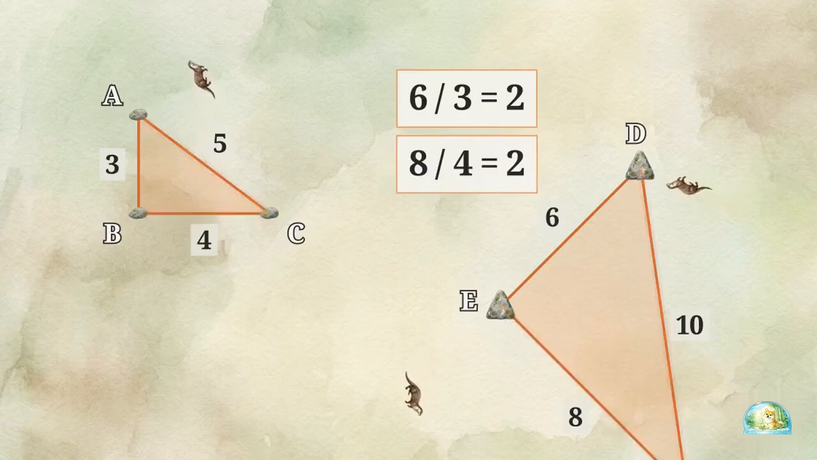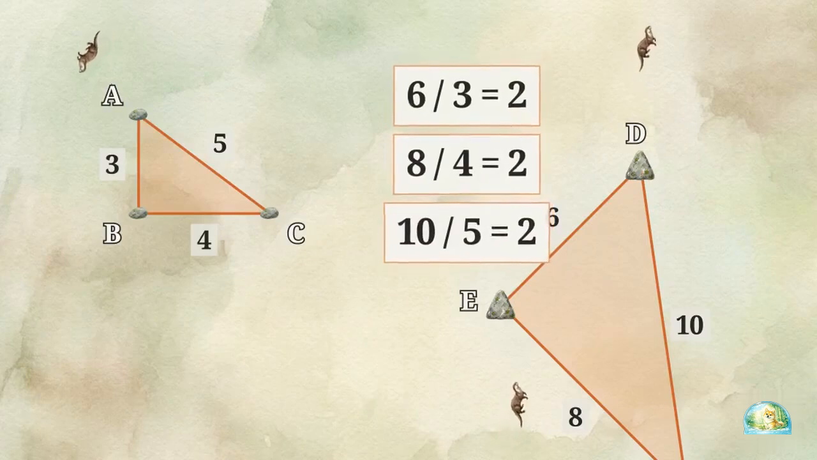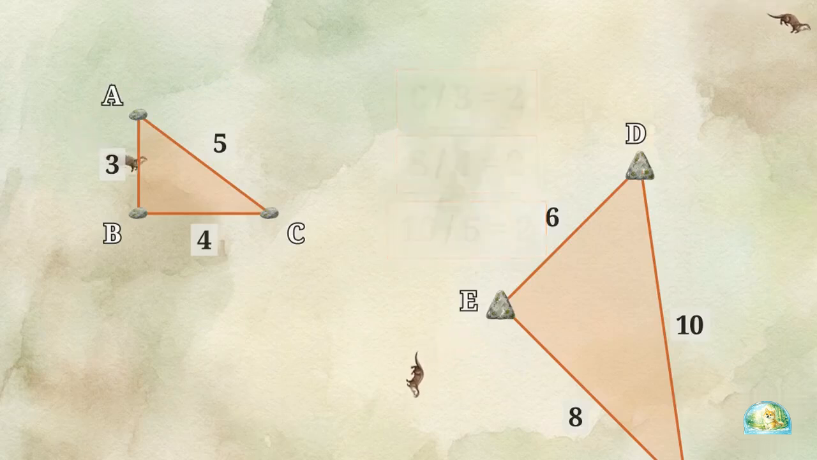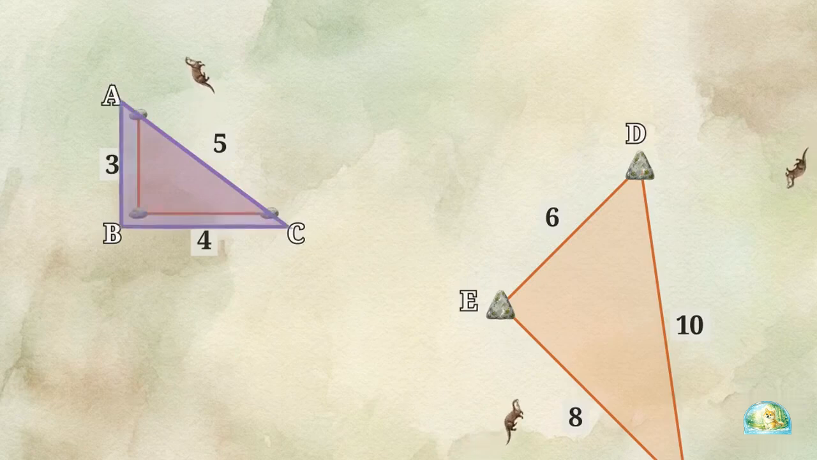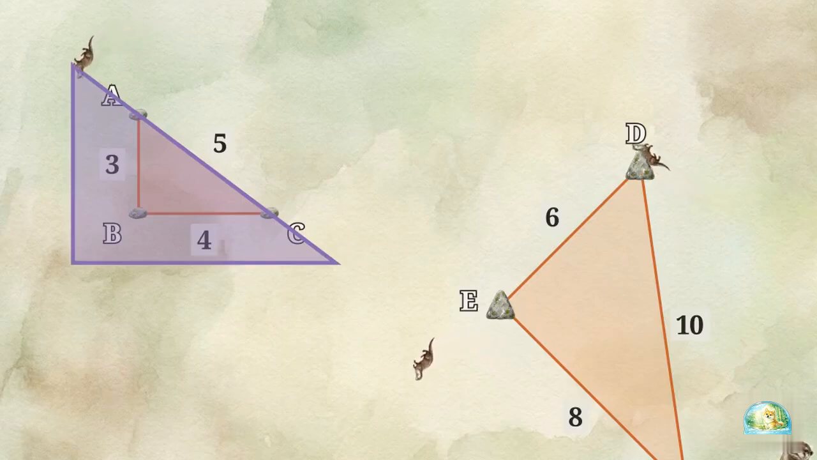6 divided by 3 is 2. 8 divided by 4 is 2. 10 divided by 5 is 2. Every corresponding side length on the new triangle is precisely twice that of the original. That constant ratio gives us our first transformation step. We dilate the original triangle by a scale factor of 2.